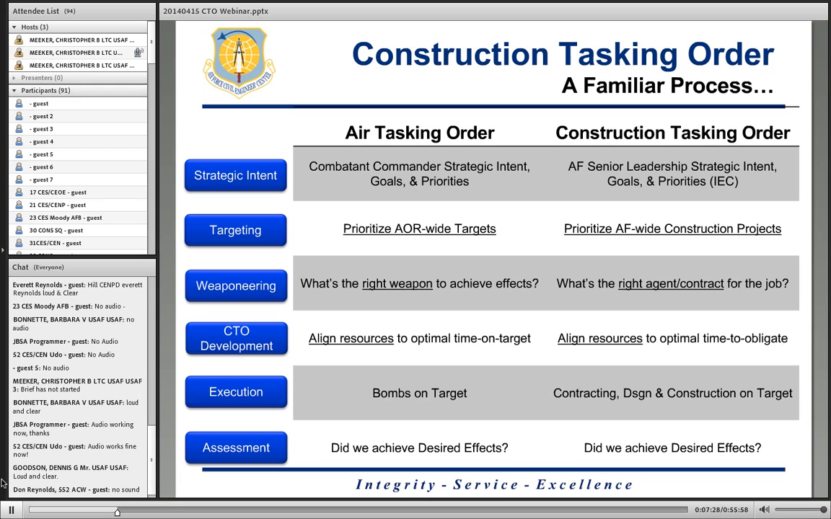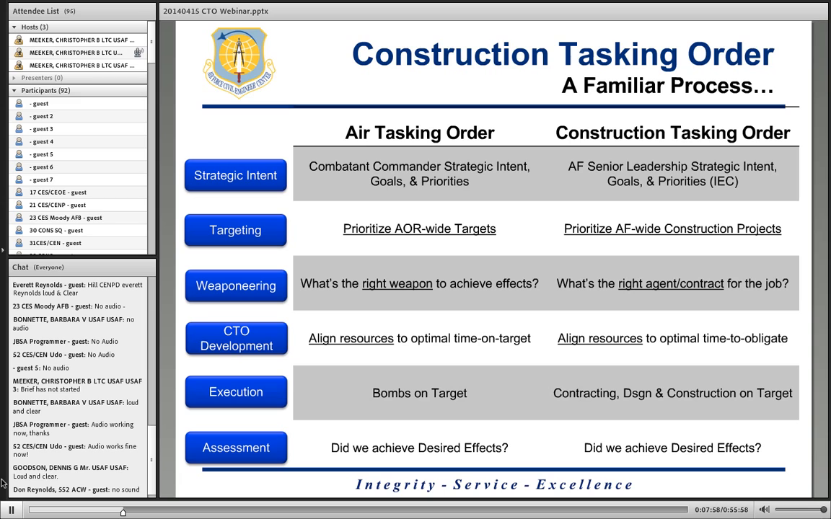So when we do that, we're building a target. So in the AOR, they're going to go get X number of targets that they're going to try to get after in a day. Well, we're doing the same thing over a fiscal year. We have those high priority Air Force requirements that we want to get at to address our infrastructure, our high risk, our worst first stuff. From that, in the AOR, it's all about the right weapon, whether that's the aircraft, whether that's missiles, whatever that is. It's the right weapon and tools to achieve the desired effect.